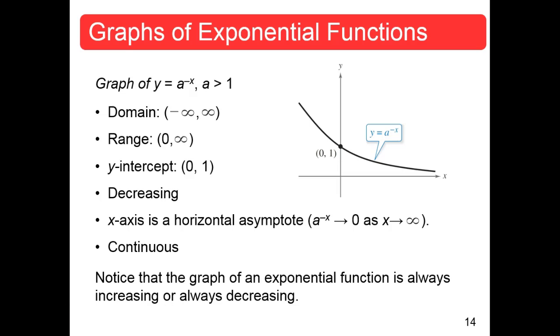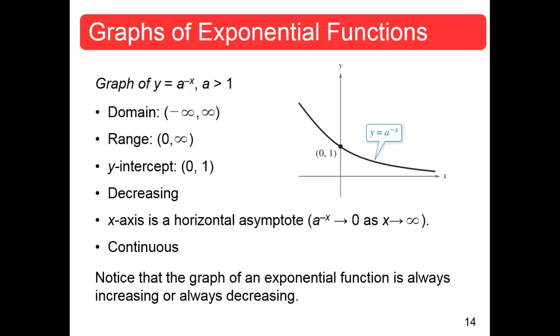No vertical asymptotes because it has domain of all real numbers, but it does have a horizontal asymptote because this is approaching the positive x-axis as x gets larger and larger and larger. So it's approaching 0. So it does have a horizontal asymptote, and it's the x-axis again, but it's on the positive side this time. And it's smooth and continuous. And that means it will have an inverse function.